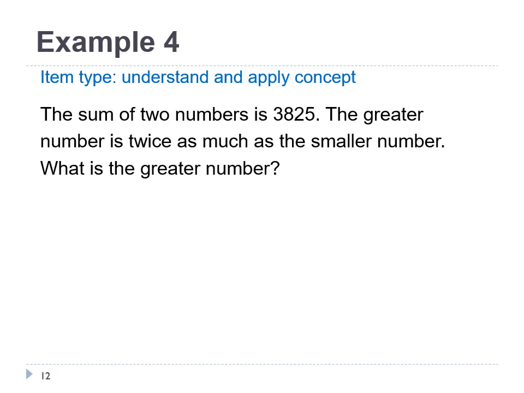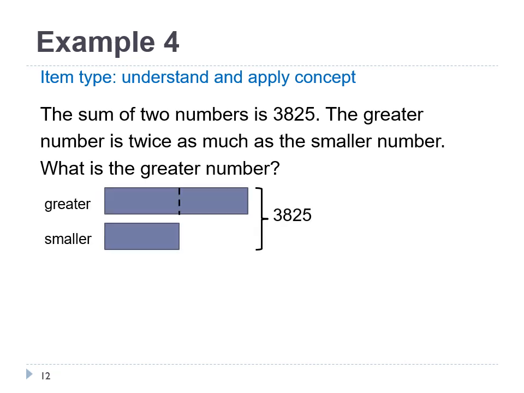This is another item type on understanding and applying concept. The sum of two numbers is 3,825. The greater number is twice as much as a smaller number. What is the greater number? Now, this question can be solved easily using model drawing.